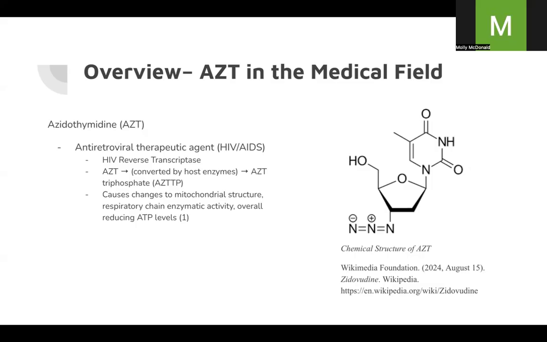In order for AZT to properly work, it has to be converted by host enzymes to AZT triphosphate, which is also known as AZTTP. Research shows that AZT can cause changes to the mitochondrial structure and the respiratory chain enzyme activity, which overall will reduce ATP levels.